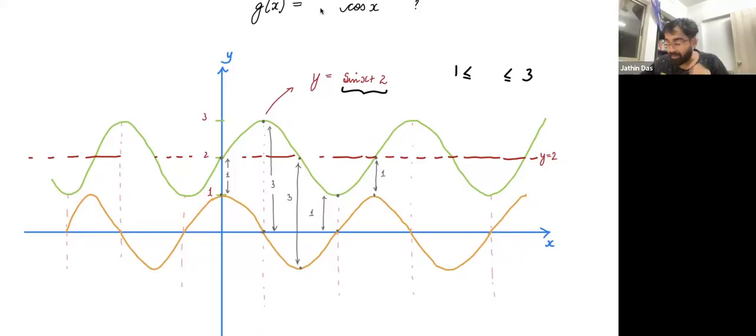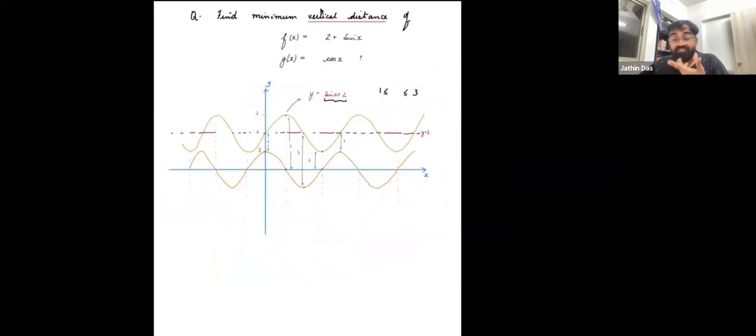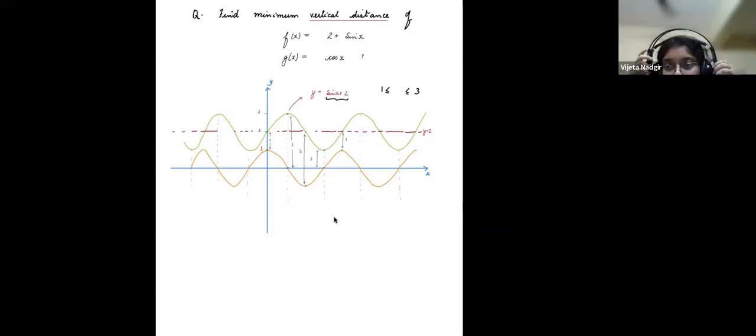And the maximum distance you see, it is 3, no, it is not 3. It can be more than 3 also. So you understood that graphically you are not able to get it. Is this understood? Graphically you are not able to get it. So now you have to think theoretically.